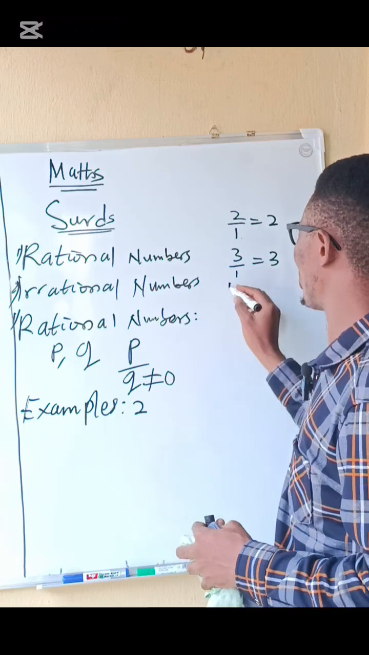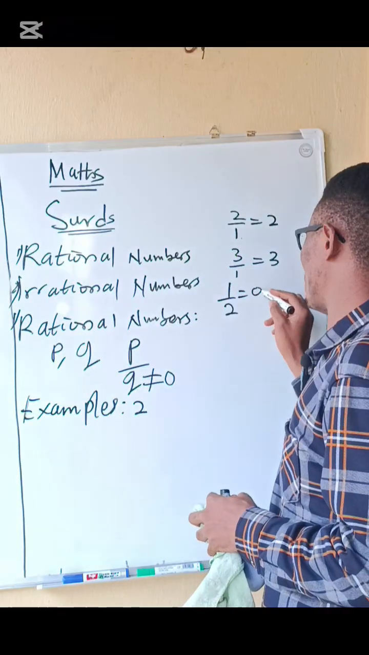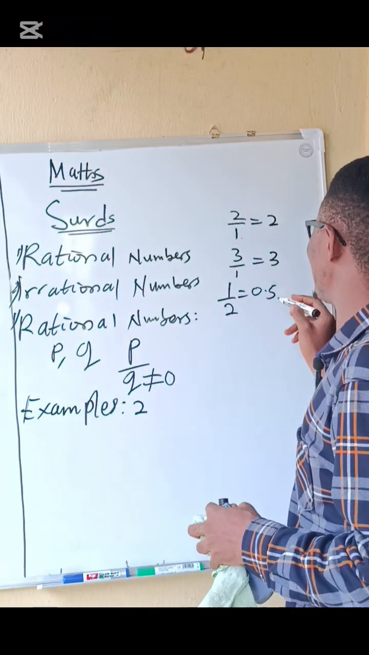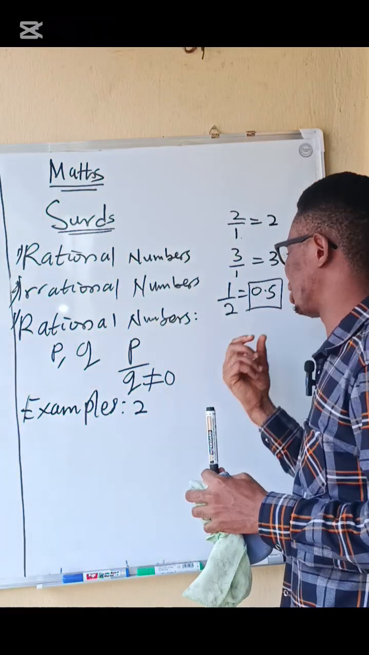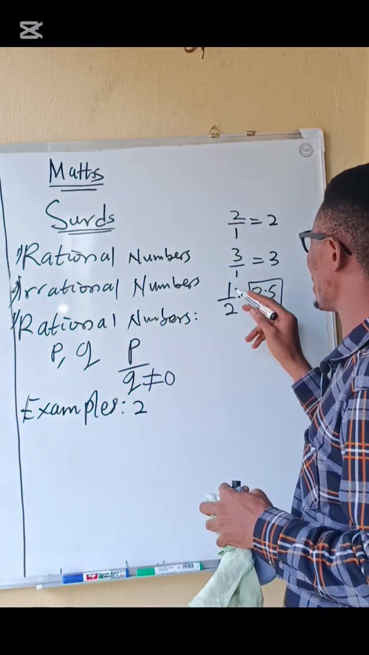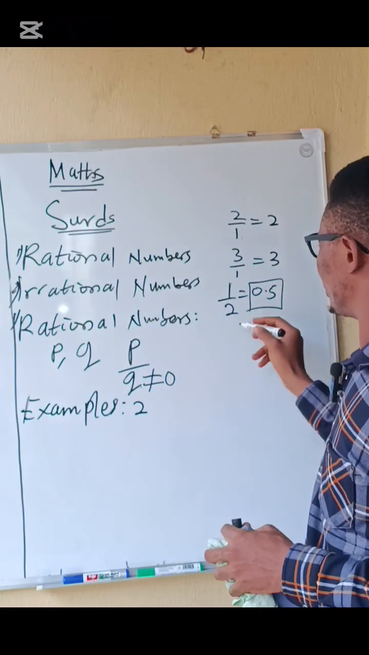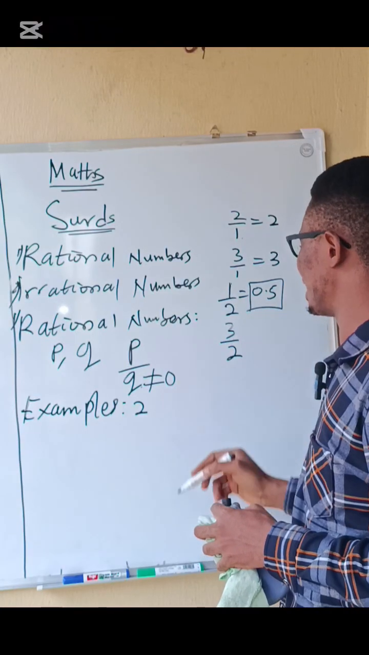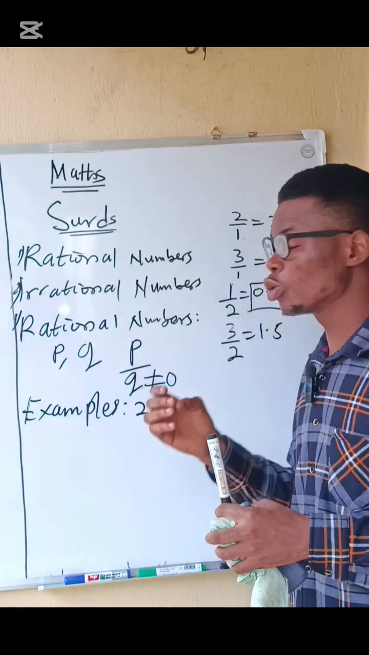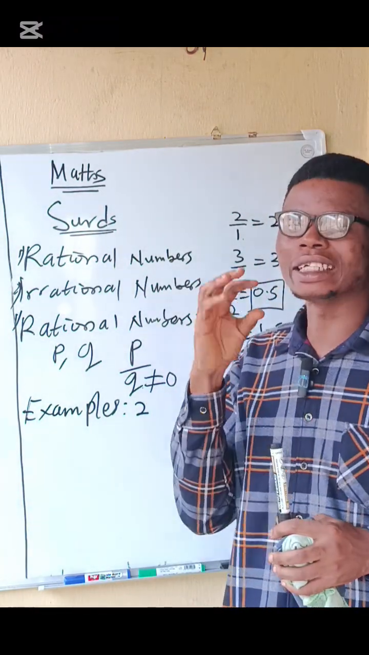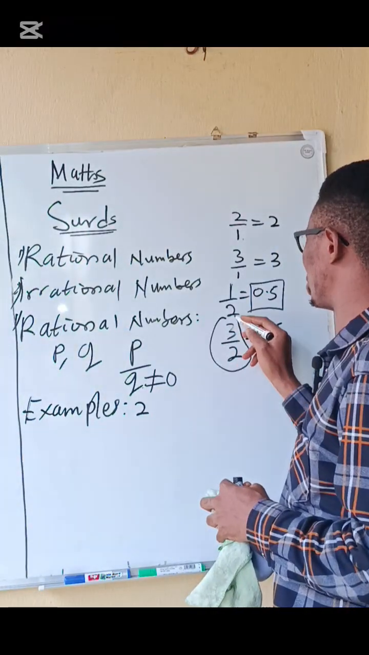So how about this? I have 1 over 2. 1 over 2 here is going to give me 0.5. So it means that I can express 0.5 as a ratio of two integers, which are p and q. Your p here is 1, your q here is 2. So how about 3 over 2? This is another example. 3 over 2 gives me 1.5. It means I have been able to find two integers such that when I divide, I have 1.5.